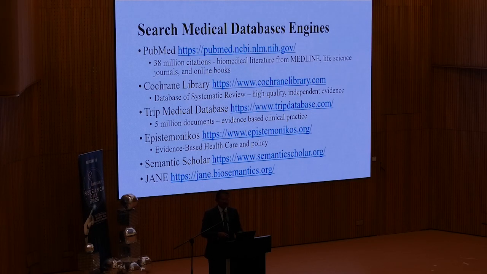The other is Epistemonikos, again very practical for those who are looking at evidence-based literature. Semantic Scholar is actually quite good because it gives you a lot of other publications that are not captured in the typical medical journals. And Jane, the Journal/Author Name Estimator, also on biosemantics, gives you a lot of authorship. And so I'll show you some examples.